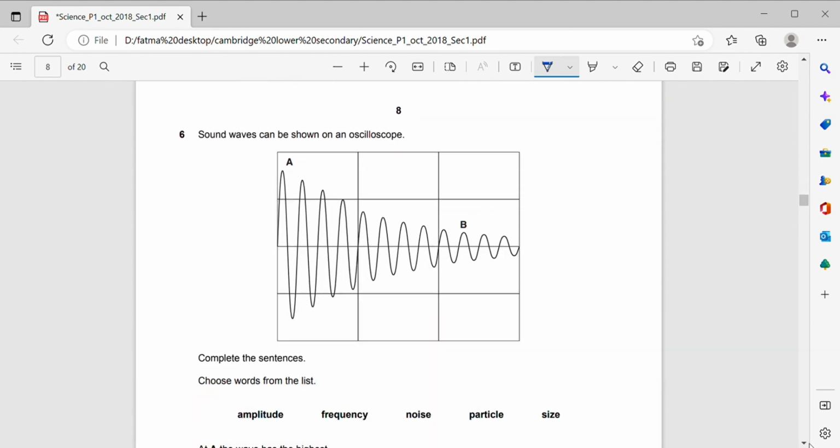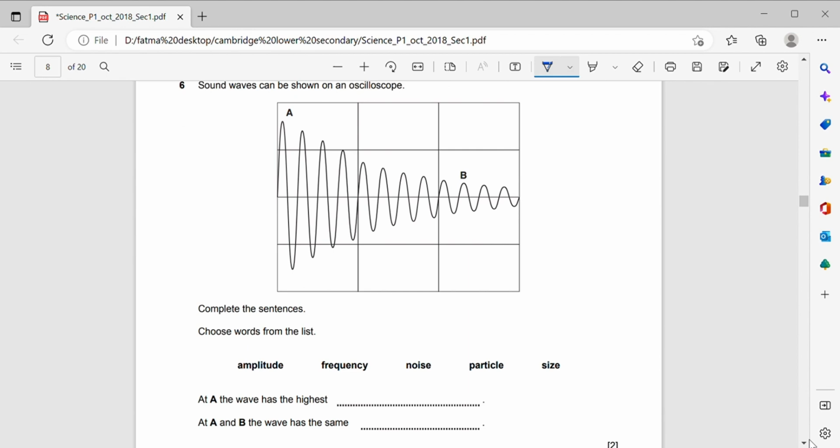Question number 6. Sound waves can be shown on an oscilloscope. Complete the sentences. Choose words from the list: amplitude, frequency, noise, particle, and size. So at A, the wave has the highest what? At A, here. What is this? What do we call this? Great. The highest amplitude. So the answer is amplitude.